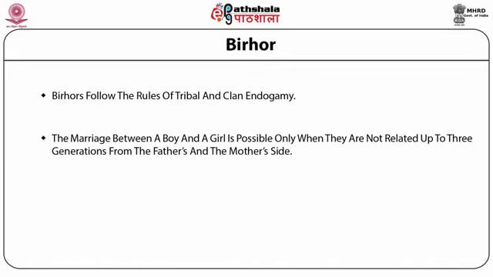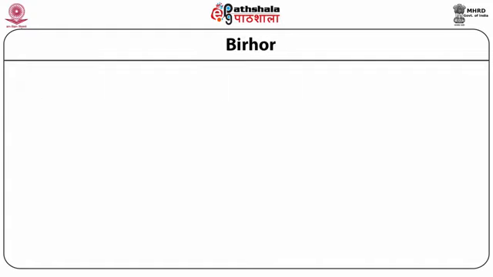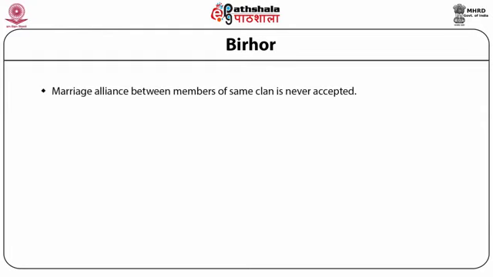At the time of marriage, the blood relationship is explored. The marriage between a boy and a girl is possible only when they are not related up to 3 generations from the father's and the mother's side. Birhor follows the practice of bride price. Responsibility of marriage is done by father. The father of a boy approaches the father of a girl. When they agree, the father of the boy settles the bride price with father of the girl and the marriage is fixed. Marriage alliance between members of the same clan is never accepted.